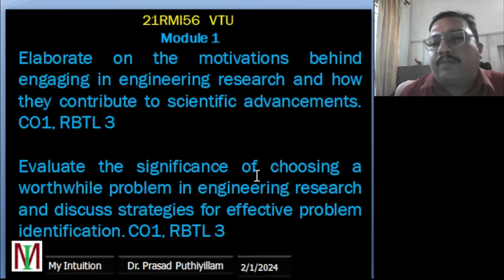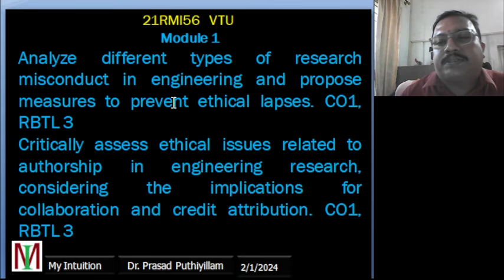Elaborate on the motivations behind engaging in engineering research and how they contribute to scientific advancements, that is level 3. Evaluate the significance of choosing a worthwhile problem in engineering research and discuss strategies for effective problem identification, that is level 3. Level 1 questions usually will not be asked in the exam. Level 2, level 3 and level 4 questions will be asked, so I am mainly focused on level 2 and level 3 questions.